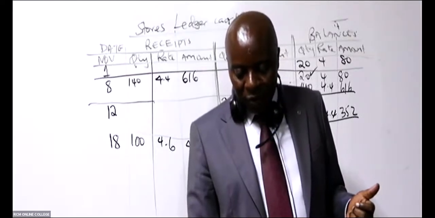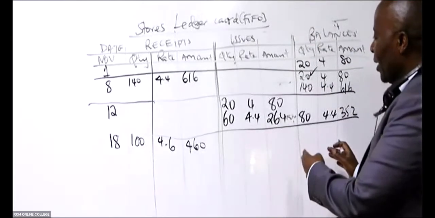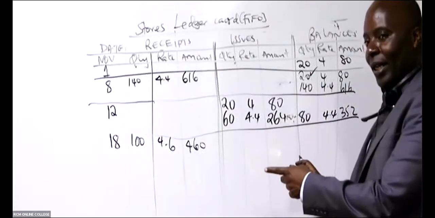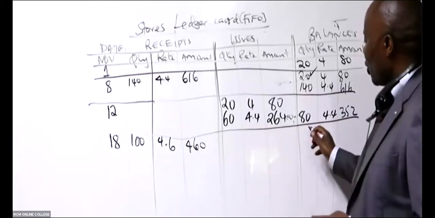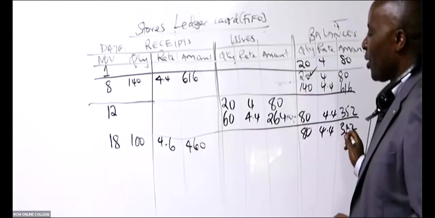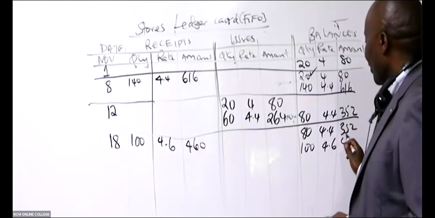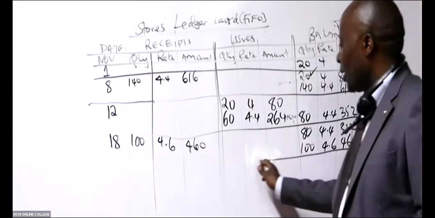I can't accept failing. So you say it will be 460. So we are able to update the balance. So will you say 80 plus 100, really? No, they are different. So here it will be 80 at 4.4, 352. And then now we have here 100 at what here, somebody? At 460. And then you do what here?